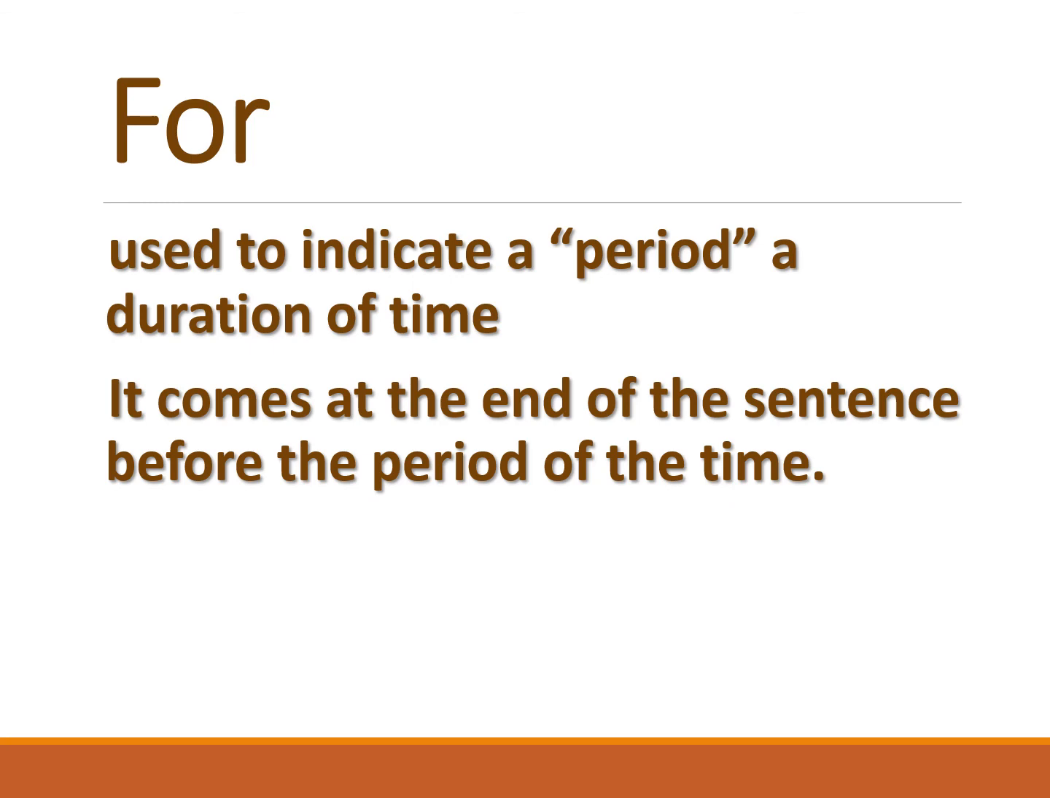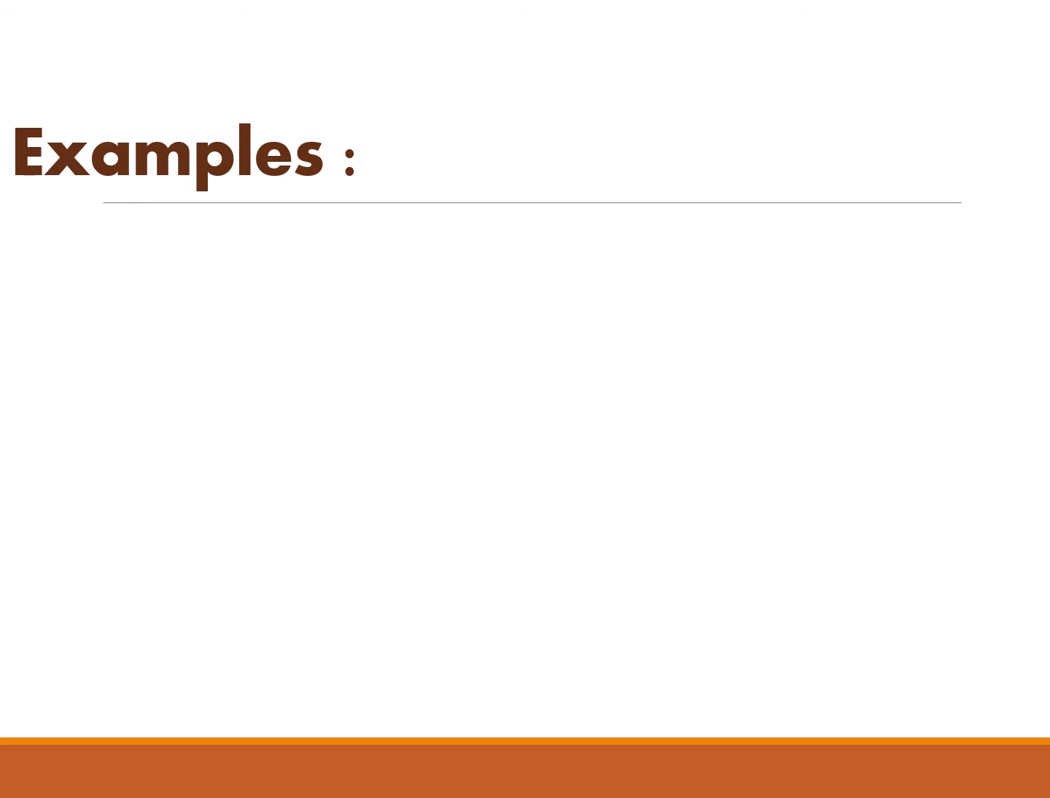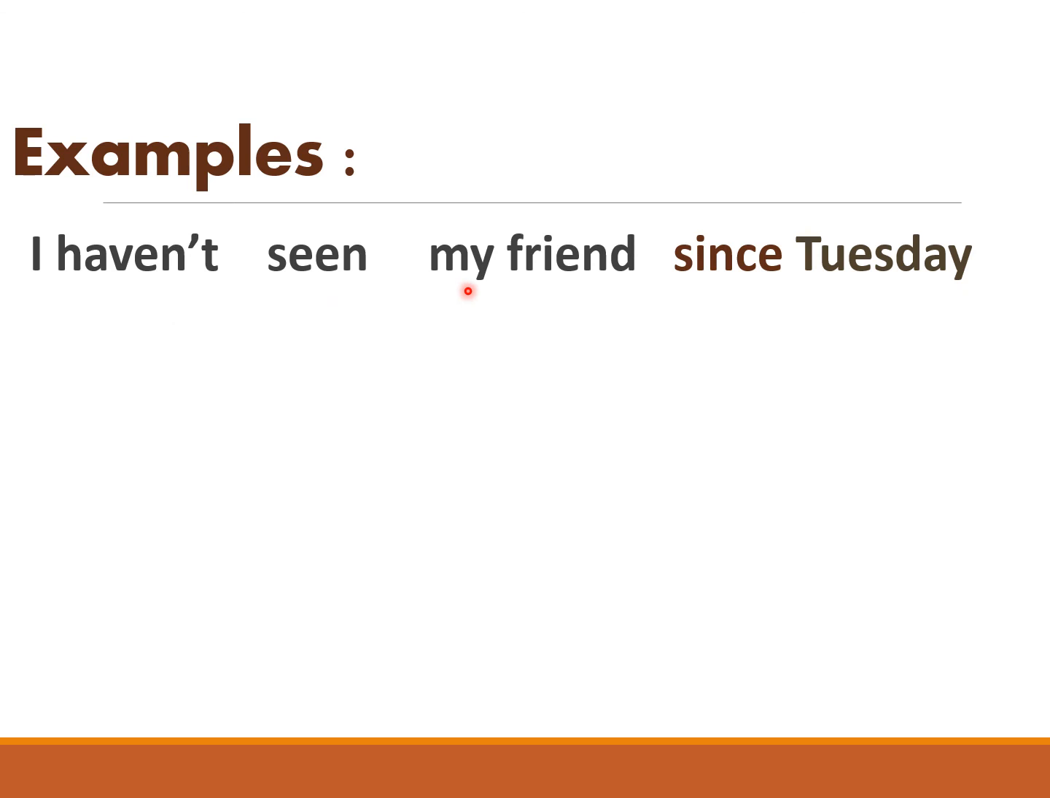Let's take examples and recognize the difference between since and for. Look at these examples. I haven't seen my friend since Tuesday. Here we have since, and after since we have Tuesday. Tuesday is the starting point of the action. We know when the action started. So, since indicates the exact time of the action.